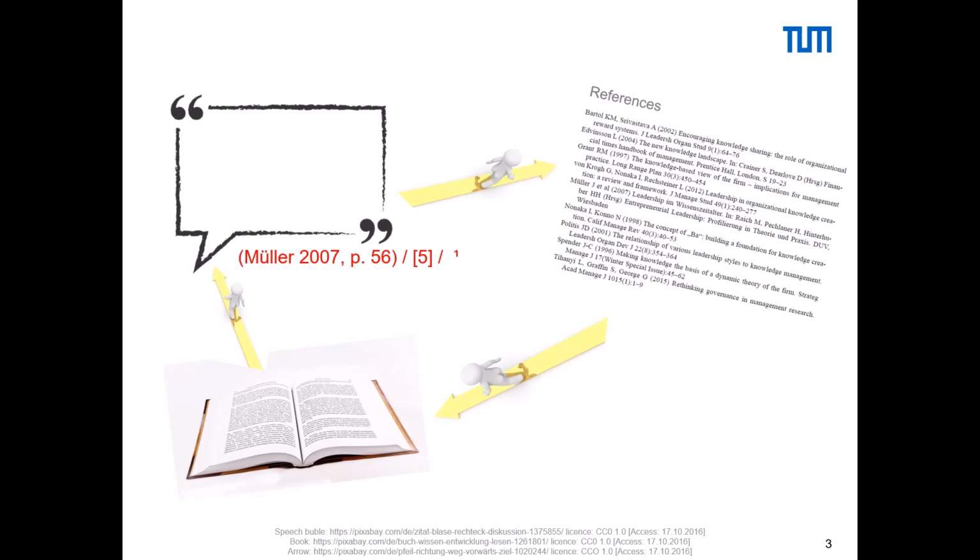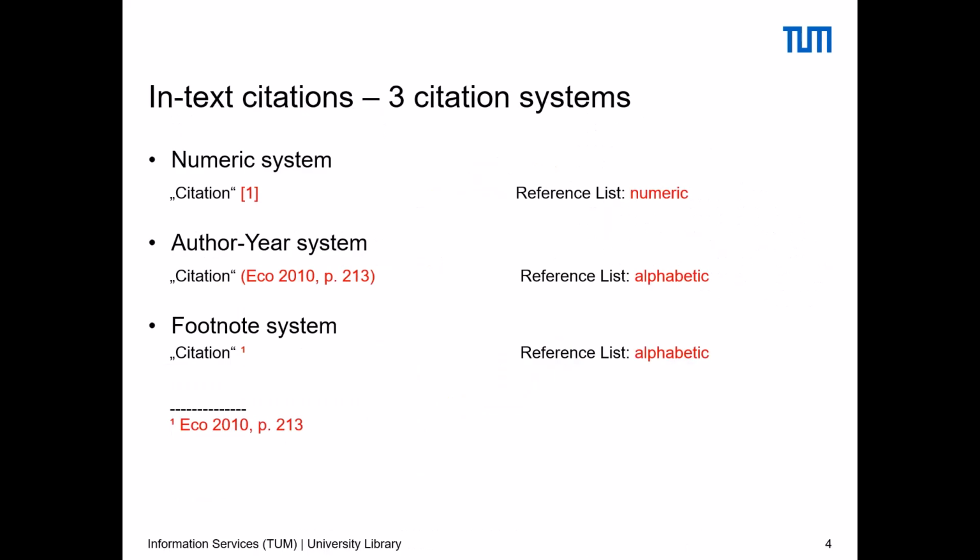Right. And I said that there are different systems for these in-text citations. These three different citation systems are the numeric system, the author-year system, and the footnote system. And for each of those citation systems, there are hundreds of different citation styles. So let's have a look at these systems. The numeric system places a number in brackets behind the citation. And this can be square brackets as well as round brackets. It depends on the reference style.